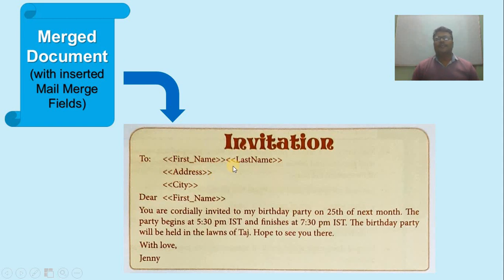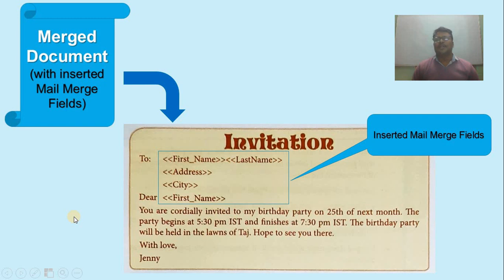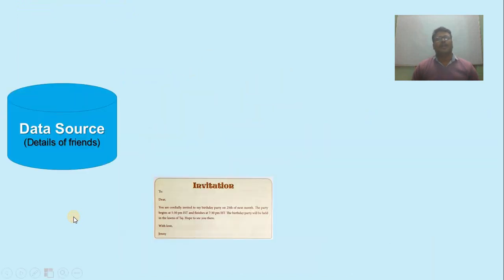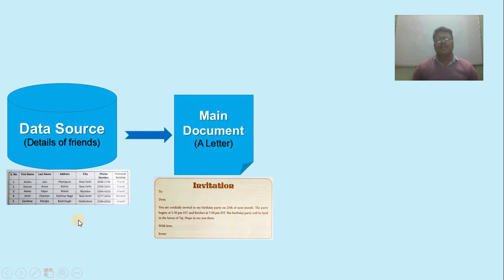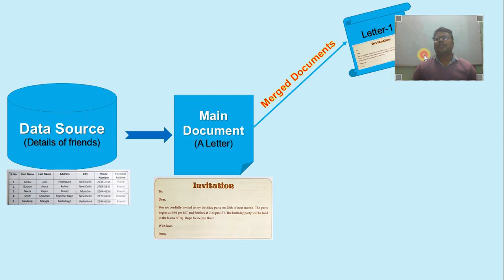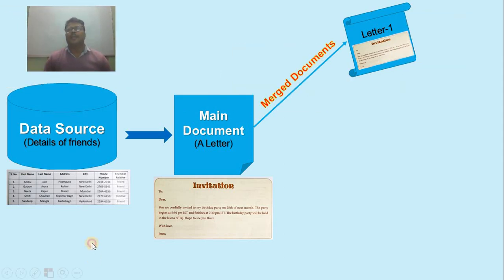And individually, if 5 addresses are given, 5 records, then 5 letters will be generated. If 200 people are in our data source, then 200 letters, individually with each name, will be generated. This is the facility of mail merge. You see, these are the inserted merge fields. Now we understand what the data source is, this one, and what the main document is, this one. Next is the merge document that you see here. So the merge document is this.